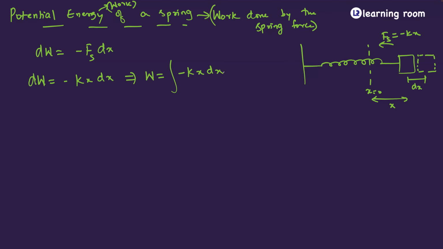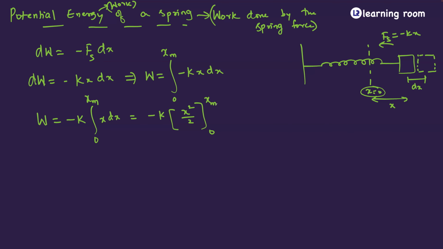And where is the spring displaced from? Initially, the spring was at a distance of 0. The elongation in the spring was 0. And let's say it is extended to a maximum value of xm. So 0 is going to be the initial elongation or compression, and xm is going to be the maximum elongation or compression. So when you solve this, you will get W is equal to, I'll take the minus k outside, integral of 0 to xm, x times dx, it is going to be minus k into x square divided by 2 between 0 to xm.